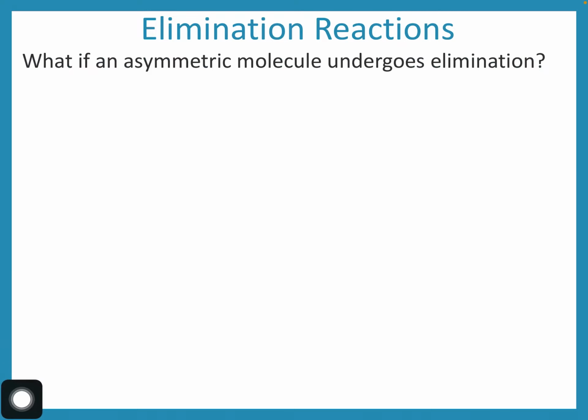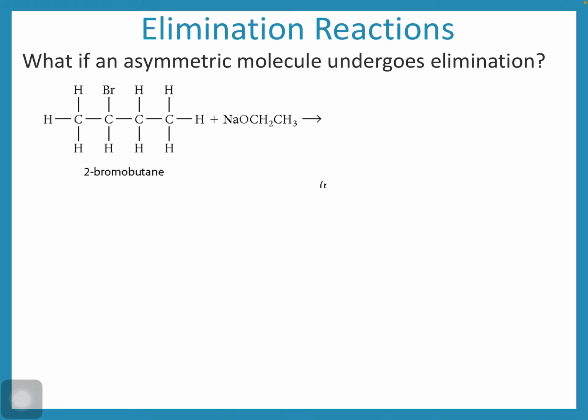So if we have an asymmetric molecule, in the example we just looked at, it didn't really matter which side we drew it on. The naming was going to be the exact same. So here we have 2-bromobutane. So we've got the bromine over here. So the question is, is that going to pair with that hydrogen or that hydrogen for HBr to get removed? And so is the double bond going to be between these two carbons or those two carbons?